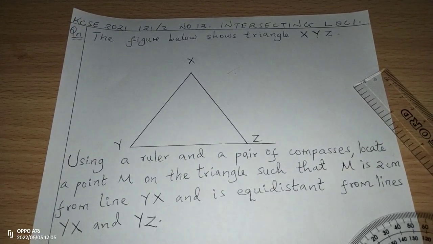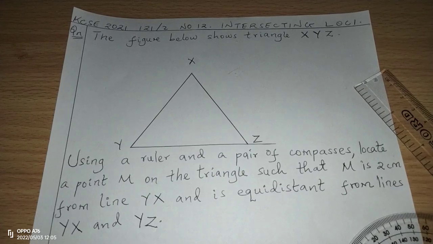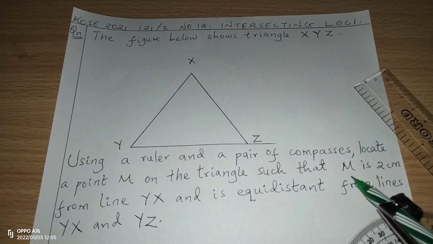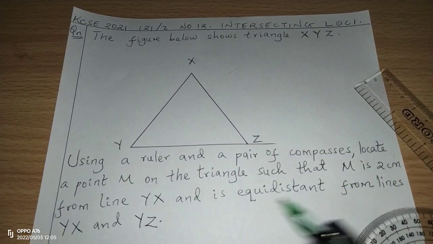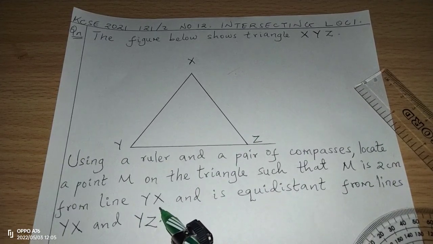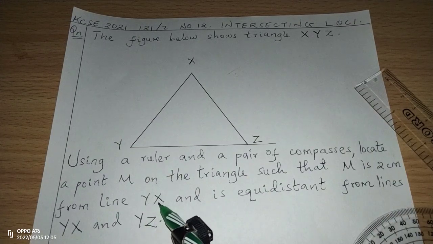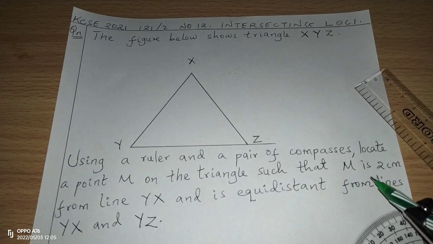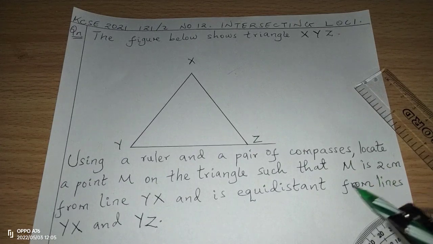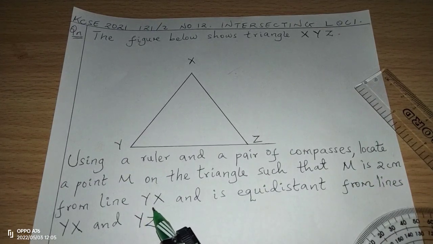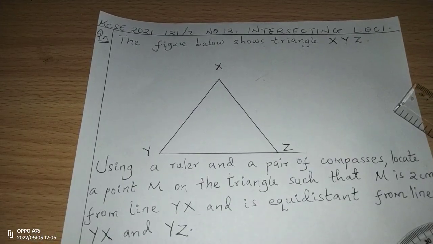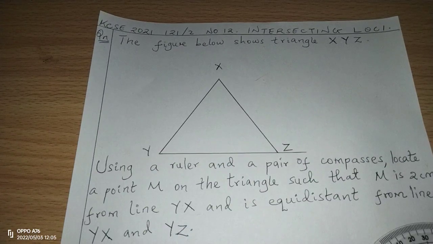What we should know again is that if we are told to construct a locus of points which are at a given distance from a given straight line, for example, M is 2 centimeters from line XY, then the locus of M is a straight line which is parallel to YX and 2 centimeters away. Therefore, the first condition is 2 centimeters away from line YX, which means a line parallel to XY should be constructed. That line which is parallel to XY and is in the triangle should be drawn.